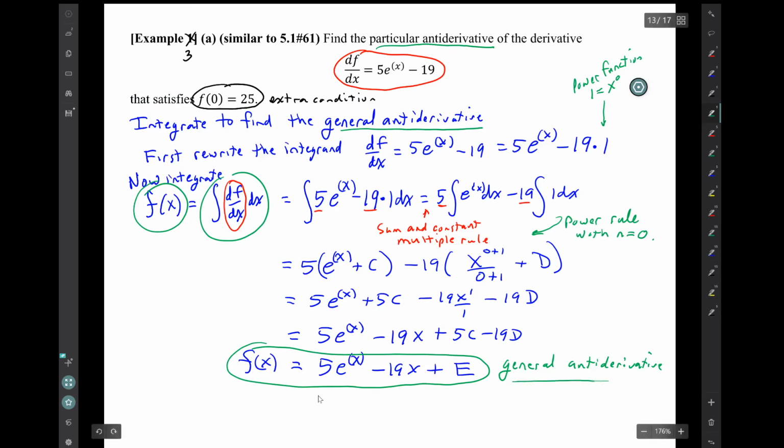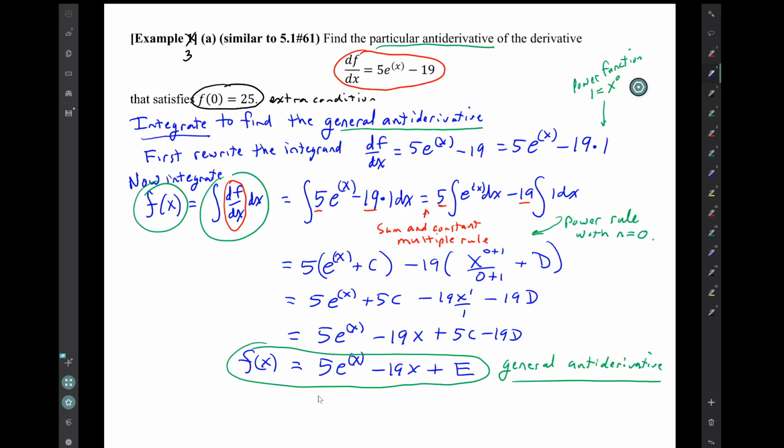Note that we have found the general antiderivative, so it has a constant of integration. And note where that constant of integration came from. There was a constant of integration from the first integral. It was called c. There was another constant of integration from the second integral. It was called d. Each of those numbers could be any real number. So that means that this expression, 5c minus 19d, could be any real number. So we can just replace that with another symbol that represents any real number. So there's our general antiderivative. So we've completed this first part of the strategy, integrate to find the general antiderivative.